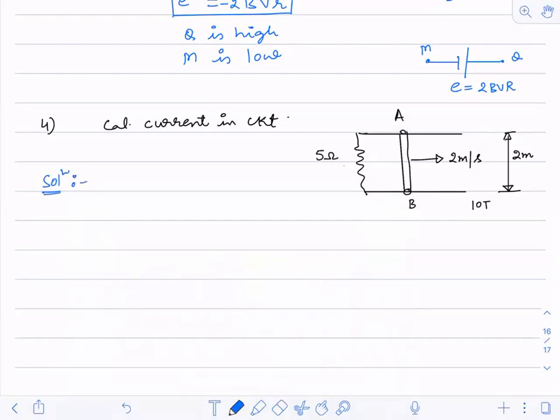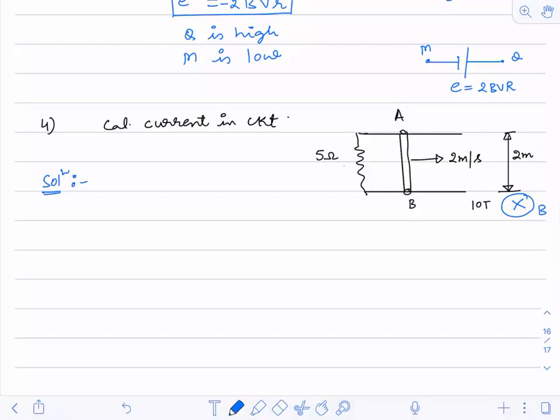How will we do this? Magnetic field direction is inward. Anyway, if magnetic field direction is not given, the value of current is not going to change. With the direction of magnetic field, only the direction of current would change. What is the current in the circuit?